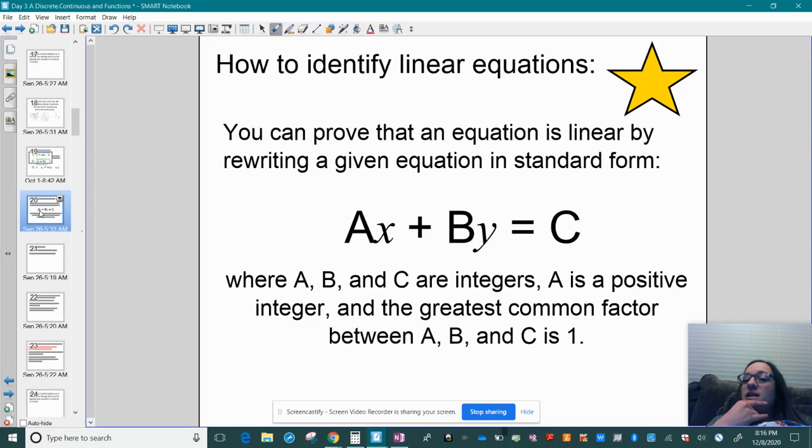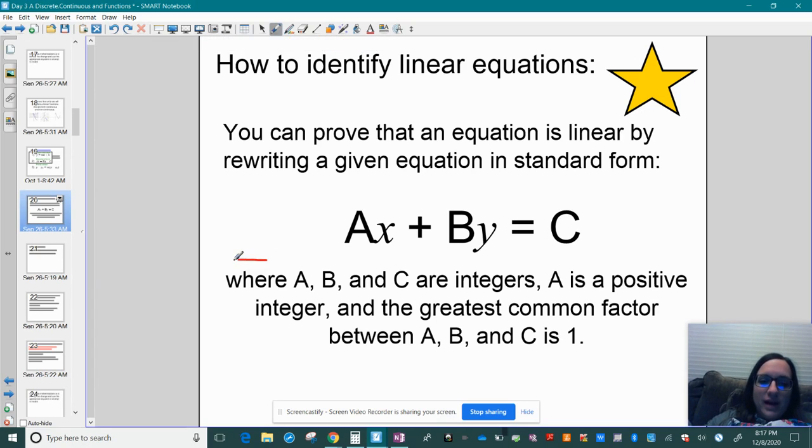How can you identify linear equations? You can prove that an equation is linear by rewriting a given equation in standard form. So standard form is ax plus by is equal to c. This is something to memorize, hence why you see the golden star up there. A and B are picky.